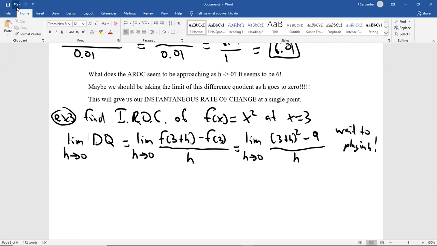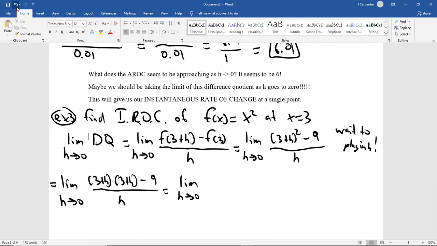How do you know how long to wait? Generally, you'll see something massive cancel. Generally, the h in the bottom needs to go away. So this is the limit. As h approaches 0, let's simplify the top. The 3 plus h, we can FOIL that out. So that's 3 plus h times 3 plus h, then minus the 9 all over the h, equals, and yes, you have to keep writing the limit as h goes to 0 until you plug it in.